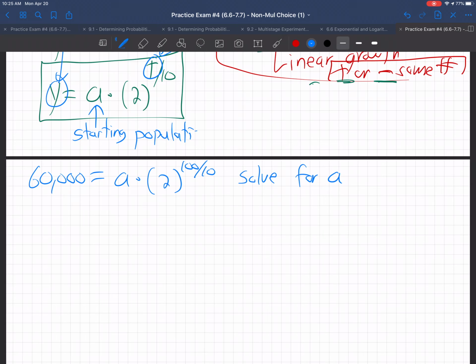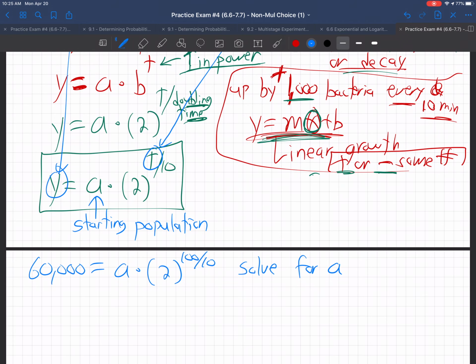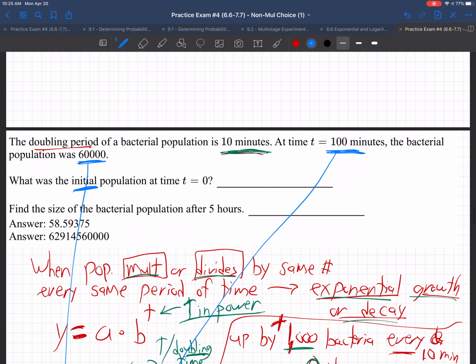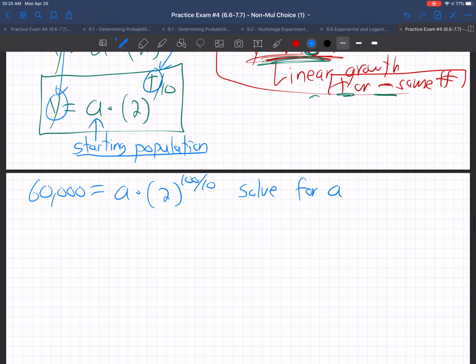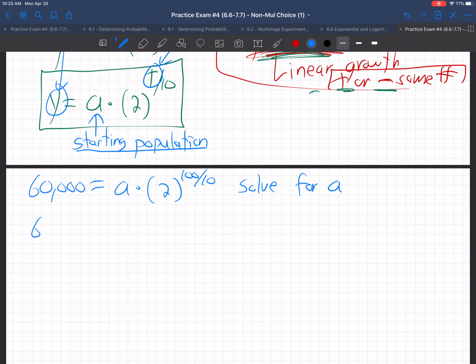So whenever we use these formulas, y equals a b to the t, the a is always the starting population, and that's what they're asking for. That's their first question. What was the initial or starting population at time 0? Do you see how that's going to be the case? Well, let's go on and solve it. So this will be 60,000 is a, to 100 divided by 10 is just 10.